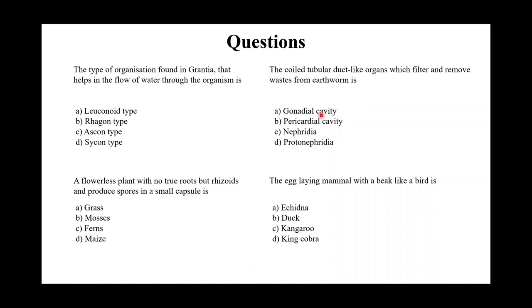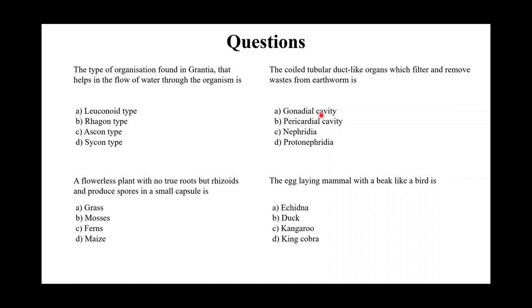So I have shown the answers. I'll start with the last question. It says a mammal. King cobra is a snake. Kangaroo is a mammal, yes. But does it have a beak like a bird? No. What is the identifying feature of a kangaroo? It has that pouch where it can carry its offspring. But it doesn't have a beak like a bird.